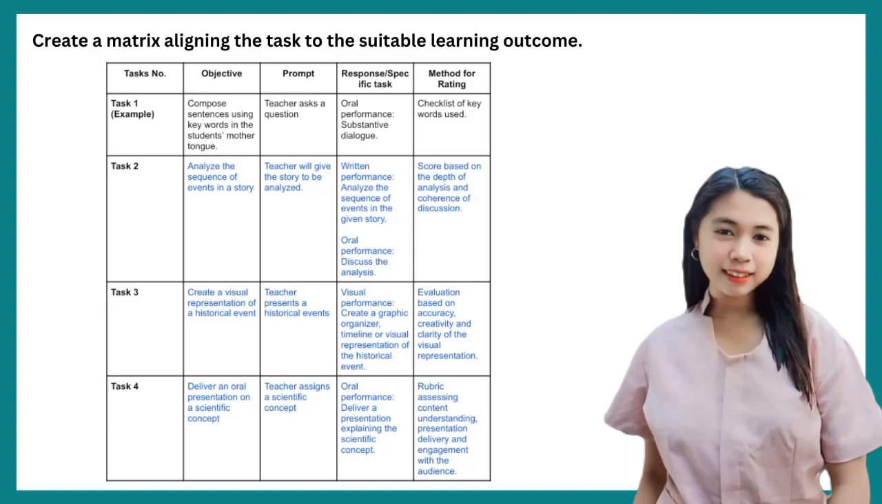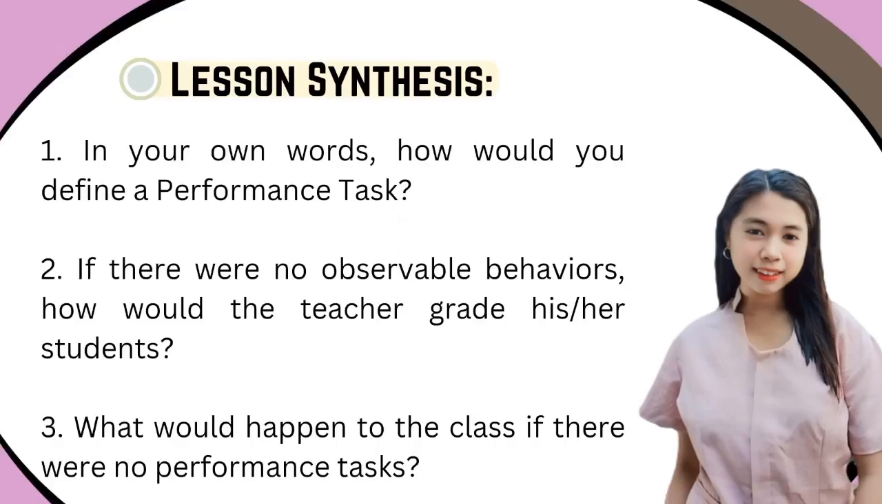And last, task 4: the objective is to deliver an oral presentation on a scientific concept. The prompt is the teacher assigns a scientific concept. The response-specific task is oral performance: deliver a presentation explaining the scientific concept. The method for rating is a rubric assessing content understanding, presentation delivery, and engagement with the audience.